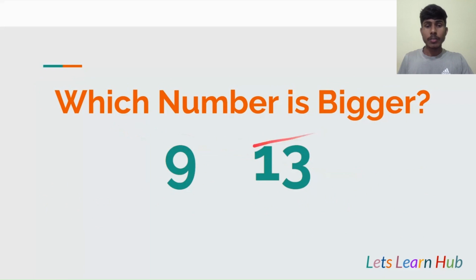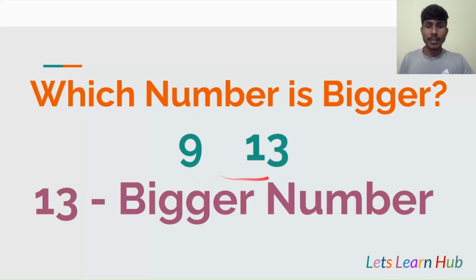Here we need to figure out which number is bigger among 9 and 13. Again, both are positive numbers, and you need to check the number of digits in each number. Here 9 has only one digit, and 13 has two digits, 1 and 3. So two digits is more than one digit, right? So 13 will be the bigger number here. Simple. Among 9 and 13, 13 is the bigger number.